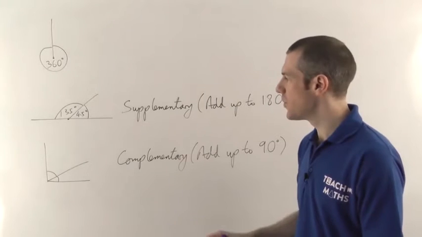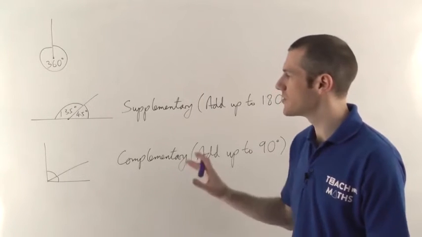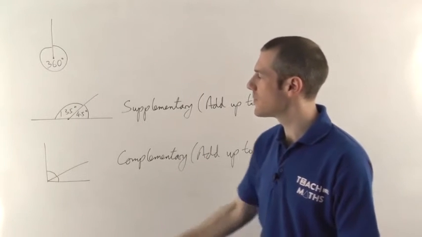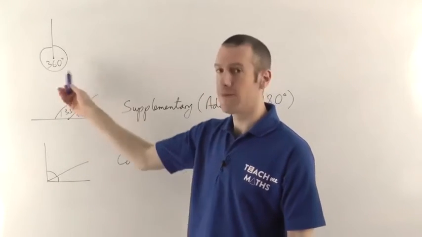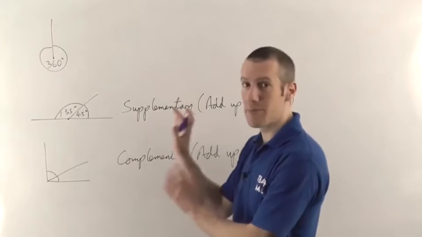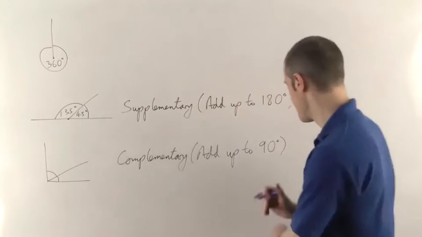So those are some important definitions you should be aware of. We're going to be using those quite a bit. But obviously a right angle is 90 degrees, angle on a straight line is 180, and a full circle is 360. Those are the basic facts you should be aware of.